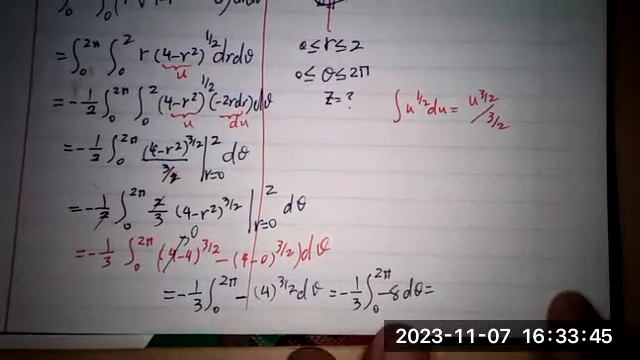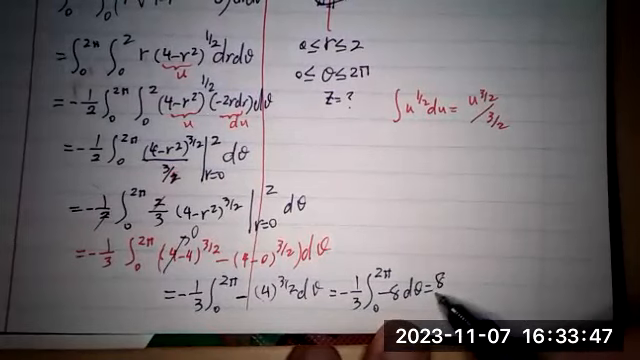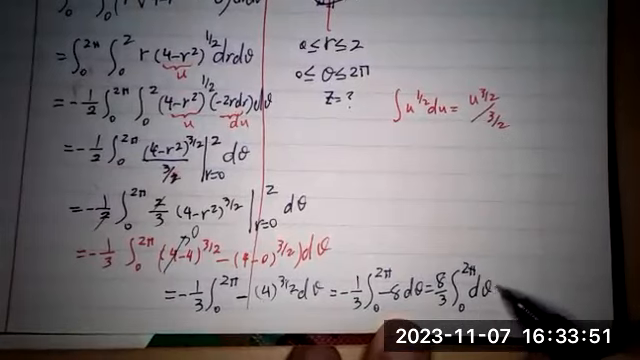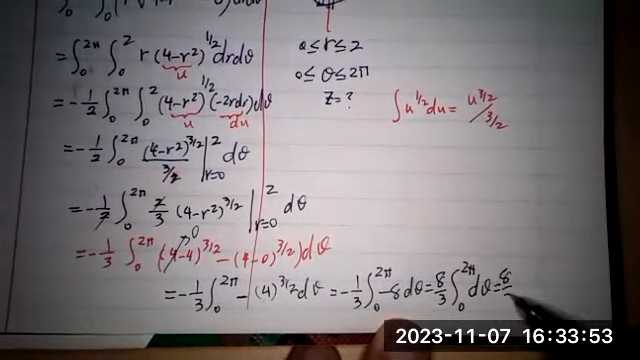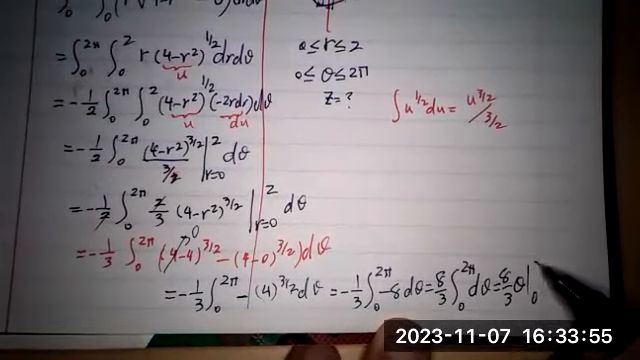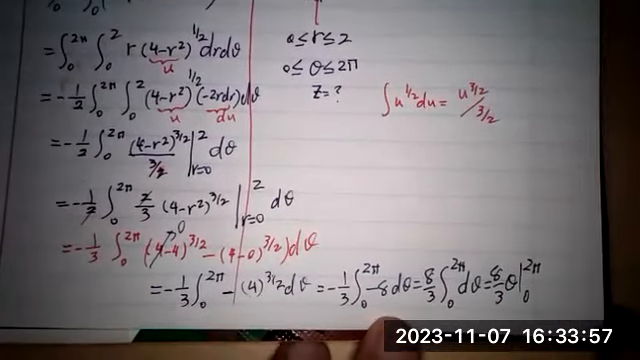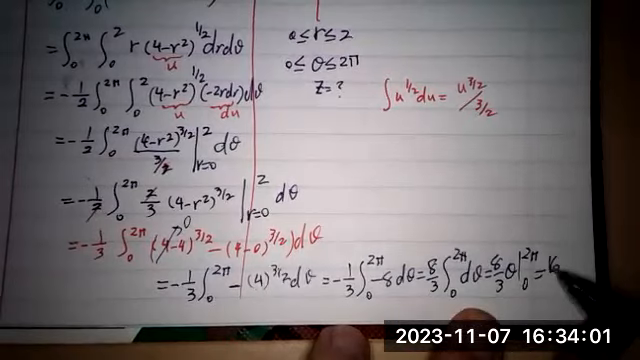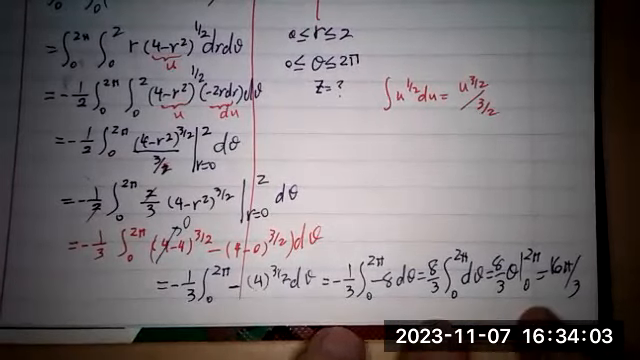You pull out the 8, so that gives you 8/3, 0 to 2 pi, d theta. D theta would be just theta, from 0 to 2 pi. If you put the 0, you get nothing. If you put the 2 pi, that gives you 16 pi/3, the final answer.